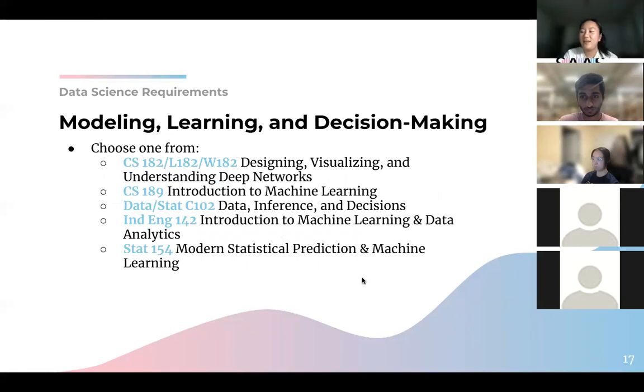All right. And then for modeling, learning, and decision making, you will choose one class from CS 182, CS 189, Data 102, Industrial Engineering 142, and STAT 154. A lot of times we'll get questions in advice asking about the difference between these classes. These classes are all really, really different, and it's kind of wild that they're all under the same bin, but they are really different, and we'll get into the specifics of some of these classes when we go over the course offerings for fall 2022.